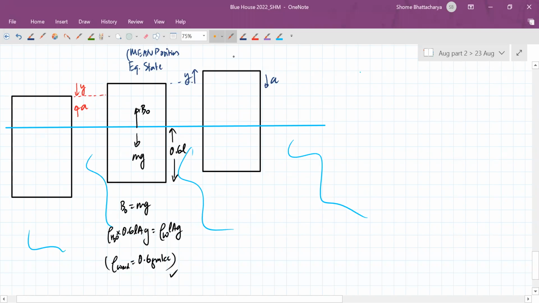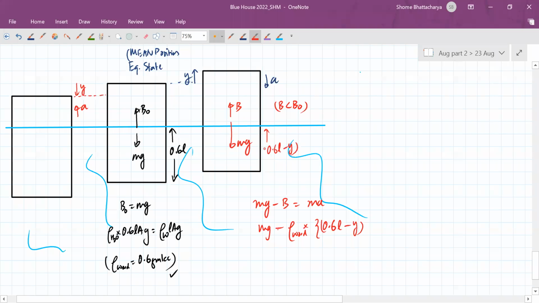Now here what is happening is that the buoyant force is becoming less. B is less than B naught. So mg will dominate and it will have a downward acceleration. So mg minus the new value of buoyant force will be ma, and the new value of buoyant force will be density of wood into (0.6 L minus y), because this length has now become 0.6 L minus y, into A into g. This total thing is our buoyant force. This is equal to ma.